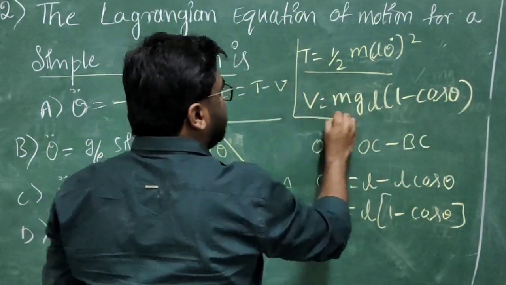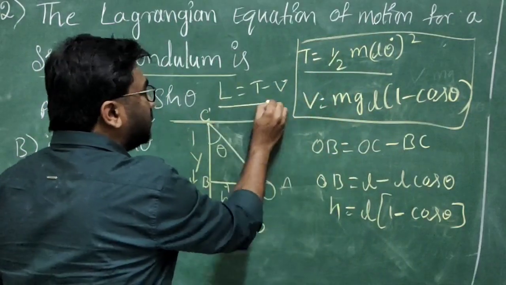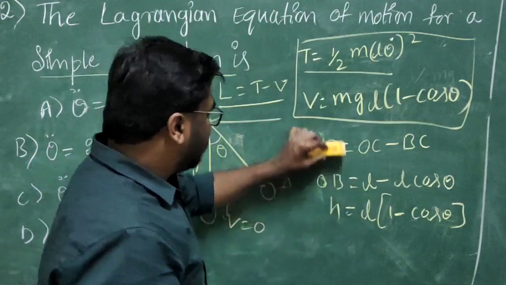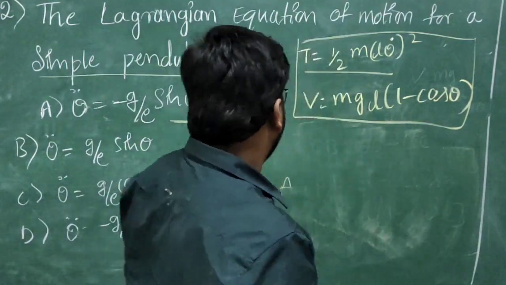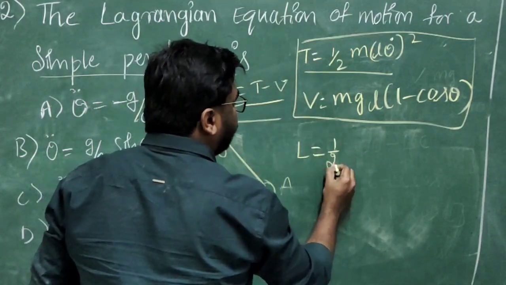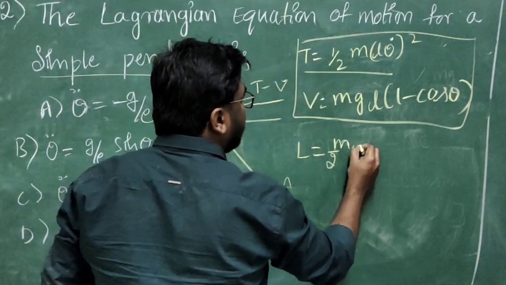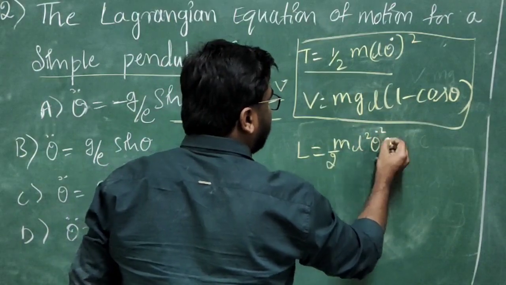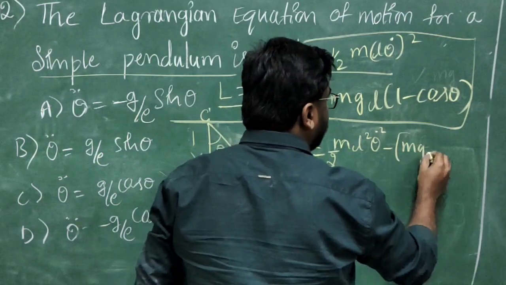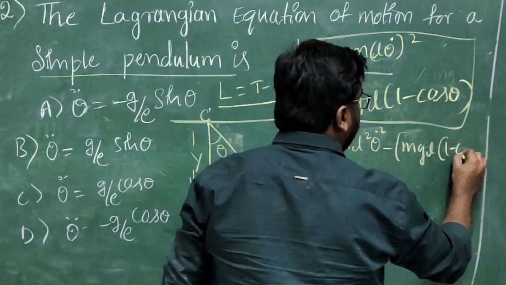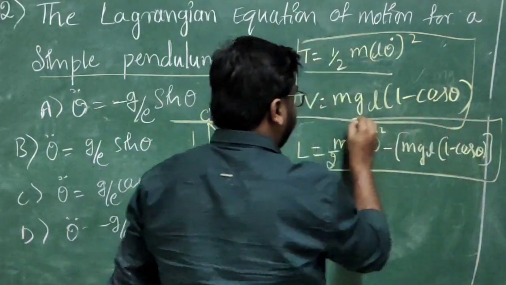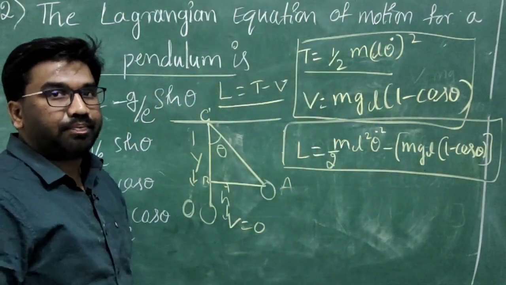So this is kinetic energy and this is potential energy. We know that L is equal to T minus V. So we should substitute here. Then L is equal to the kinetic energy, half m L square theta dot square, minus mgL into 1 minus cos theta. So this is the Lagrangian for a simple pendulum.